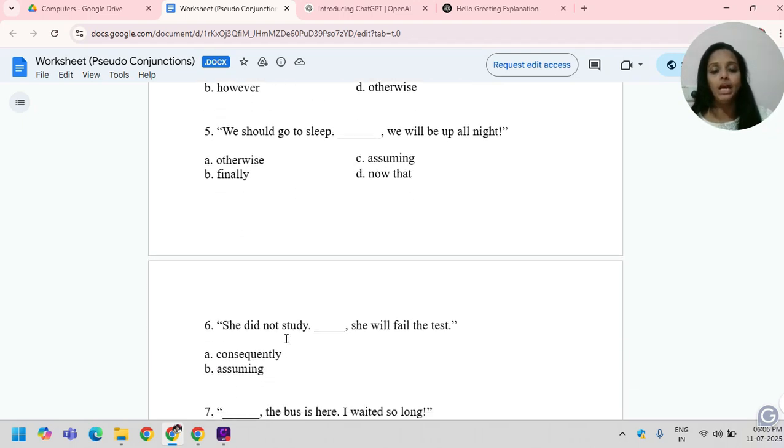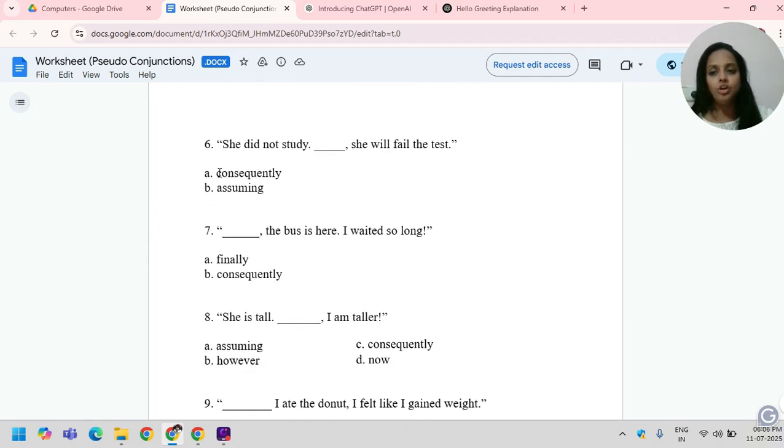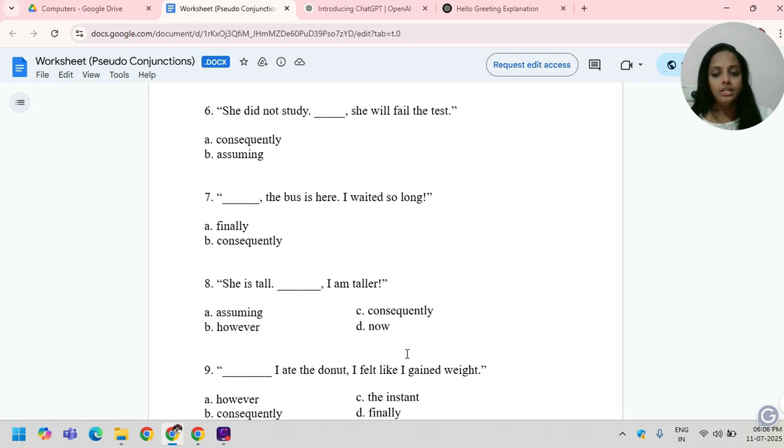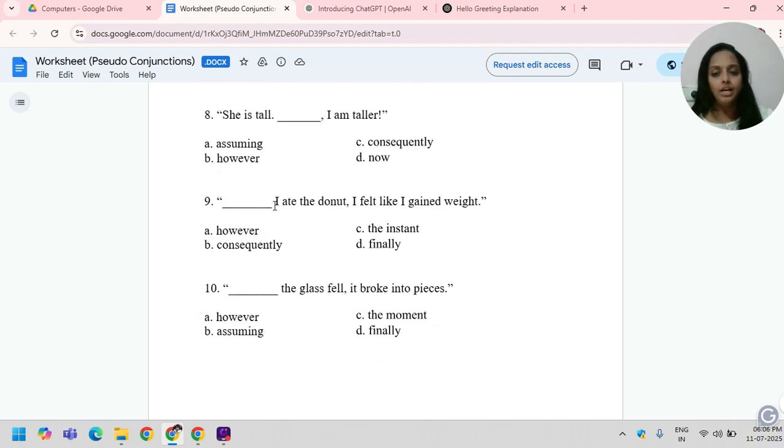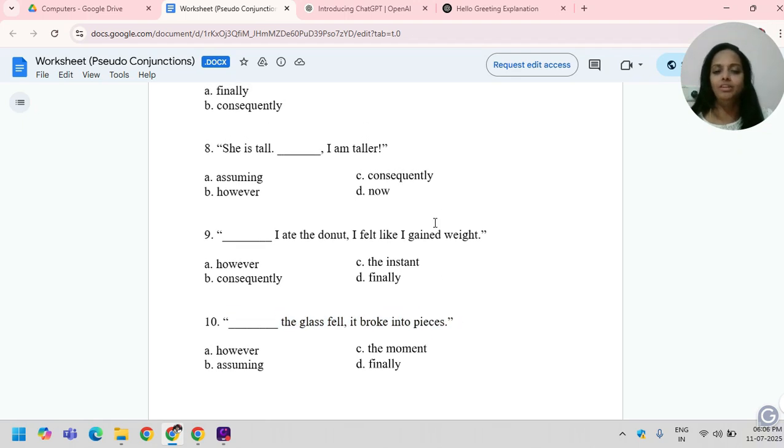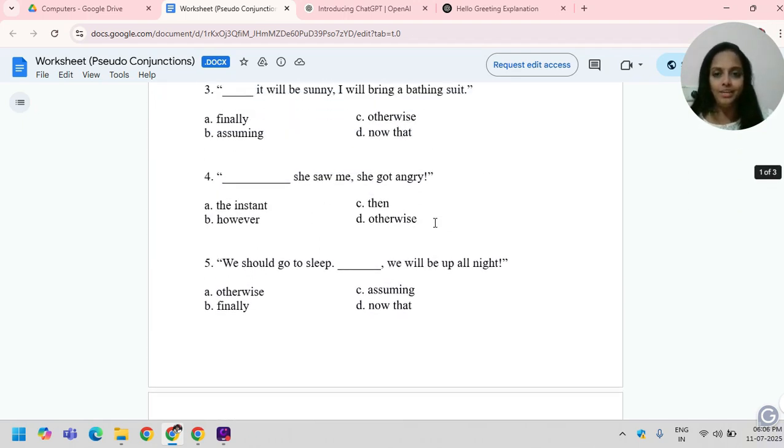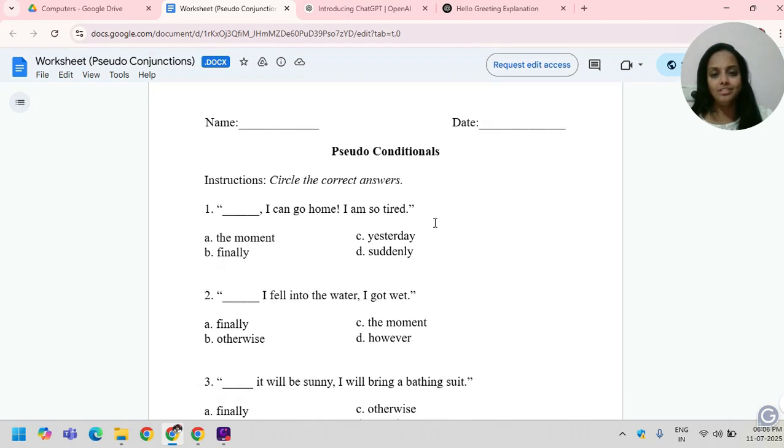Dash, we will be up all night. She did not study. Dash, she will fail the test. Dash, the bus is here. I waited so long. She is tall. Dash, I'm taller. Dash, I ate the donut. I felt like I gained weight. Dash, the glass fell. It broke into pieces. These are all very simple examples. Anyway, let's check the answers.